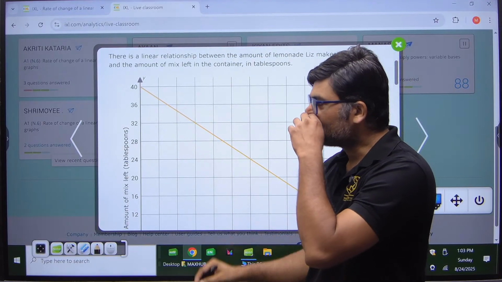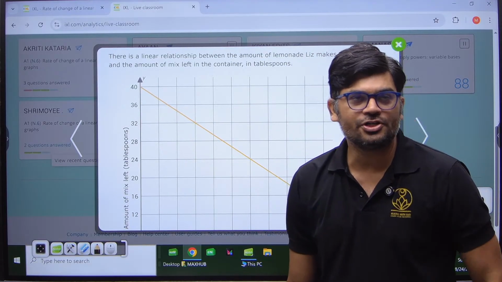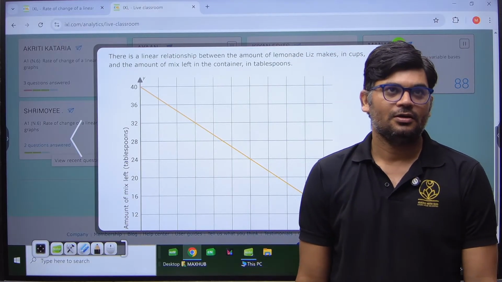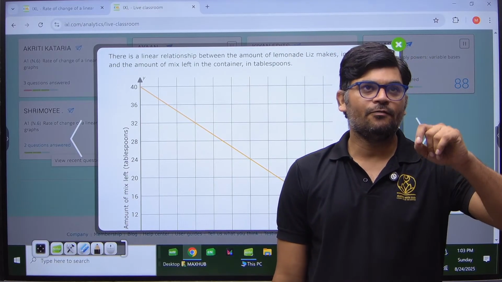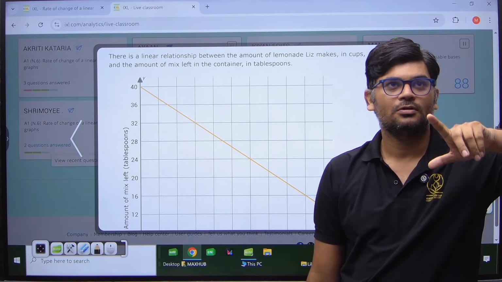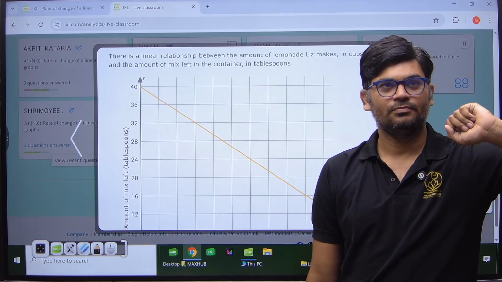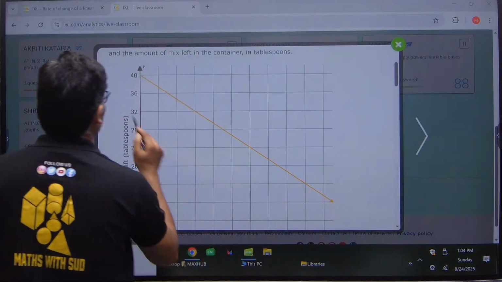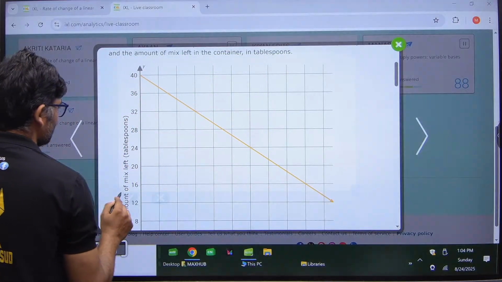So 8 by 12 is how much? 8 by 12 is how much, Shrimoy? 8 by 12 is 2 by 3. 8 divided by 12. 4 into 2 is 8. 4 into 3 is 12. You understood or not? Shrimoy, no? Okay. I think I'm too fast.